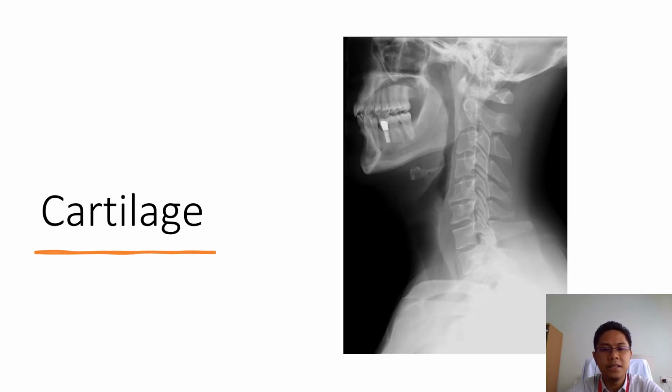And then the next is C, which is cartilage. In the cartilage, we look at the height of the intervertebral space. The intervertebral space should be uniform, or more or less the same. If there is loss of this intervertebral space, there might be some subluxation, there might be some intervertebral disc prolapse, which might indicate injuries.